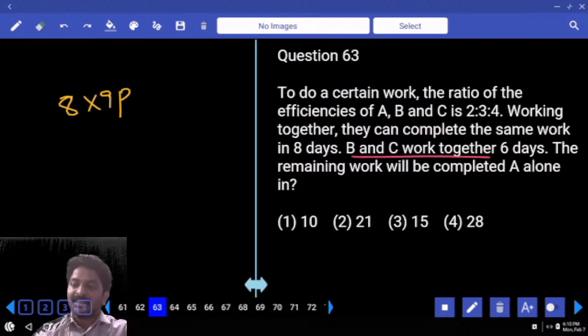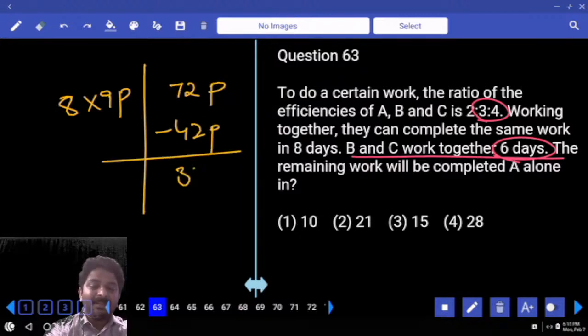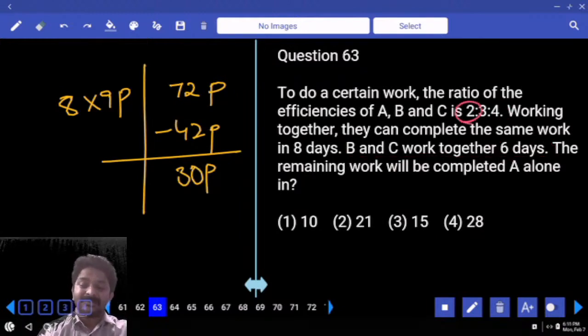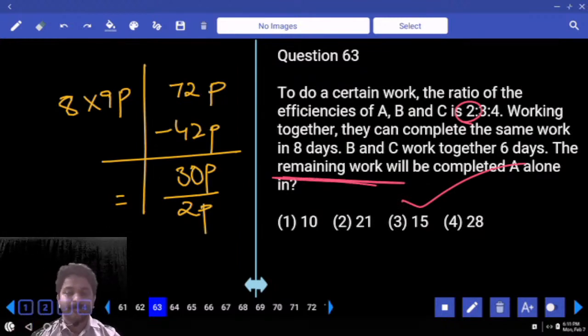Now B, C work together for 6 days. The remaining work will be completed by A in. B and C together will do 7 parts. In 6 days they will do 7 into 6, 42. So 42 parts of work is done by B and C out of total 72 parts. Then remaining 30 parts. A per day can do 2 parts, so to complete the work 30 by 2, which is 15 days. Your question is about remaining work only. Hence the answer is 15.